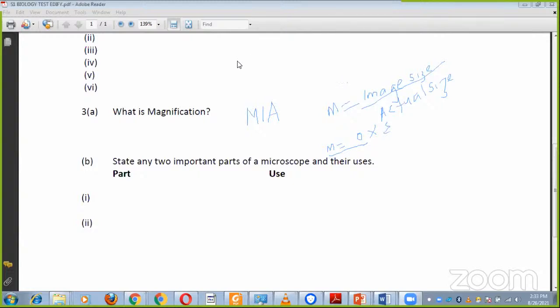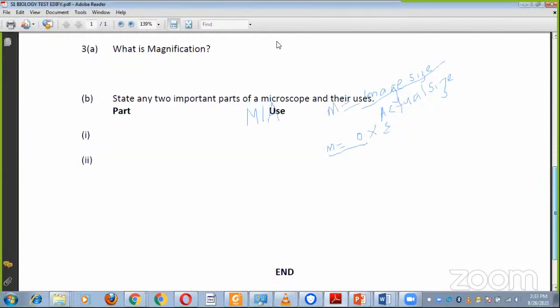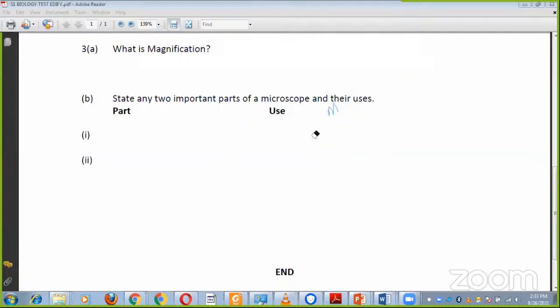Then part B says, state any two important parts of a microscope and their uses. Two important parts of a microscope and their uses. Okay, let me first erase this so that it doesn't disturb us. Let me first choose Eric and Isaiah.